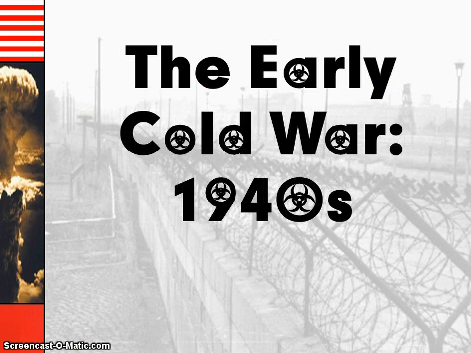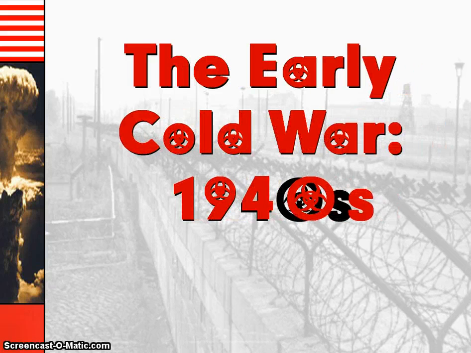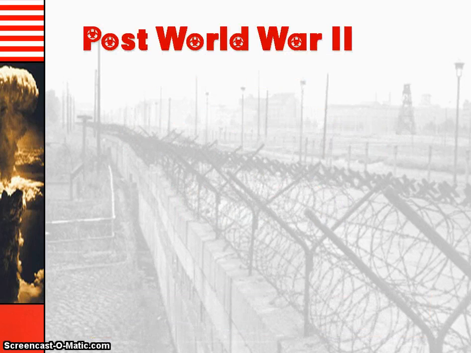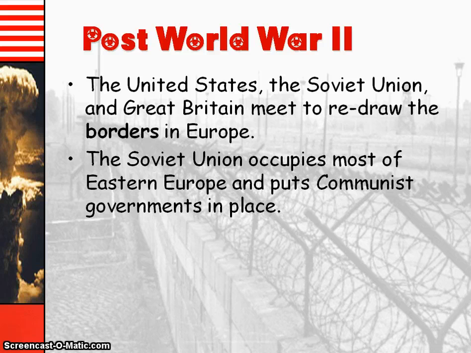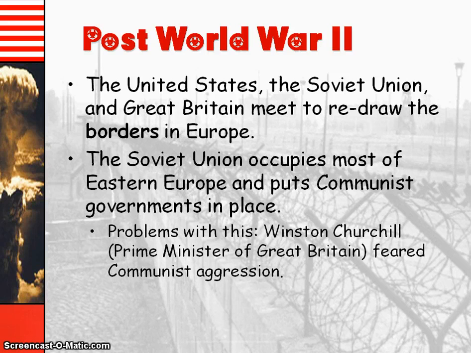We're going to start out by talking about the Cold War in the 1940s. And in order to do this, we have to talk about those post-World War II discussions. As World War II is wrapping up, we see the Big Three, the U.S., Soviet Union, and Great Britain, getting together to talk about how to redraw the borders in Europe. The Soviet Union wants governments that are pro-Soviet and communist, to protect themselves from Western aggression.